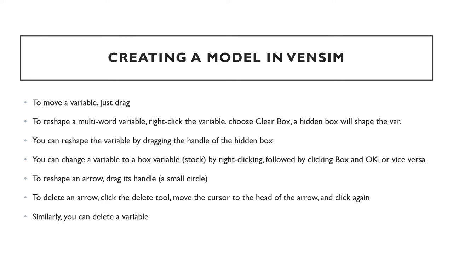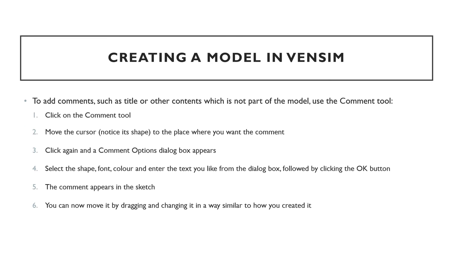You can reshape an arrow by dragging its handle, a small circle. You can delete an arrow by clicking the Delete tool, moving the cursor to the head of the arrow, and clicking again. This is the same way you can delete a variable. To add comments, such as a title or other contents which are not part of the model, you can use the comment tool. You can follow steps 1 to 6 to add comments.